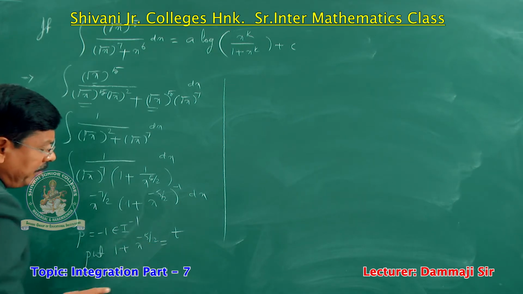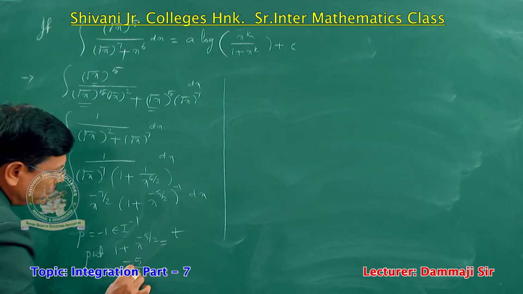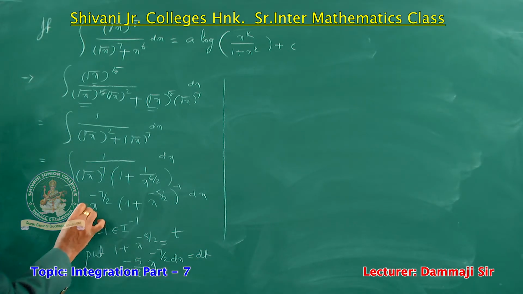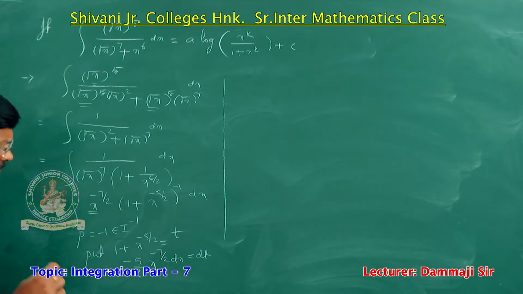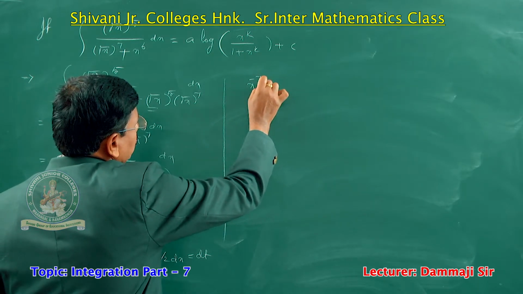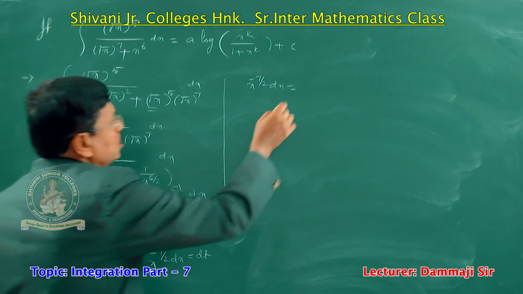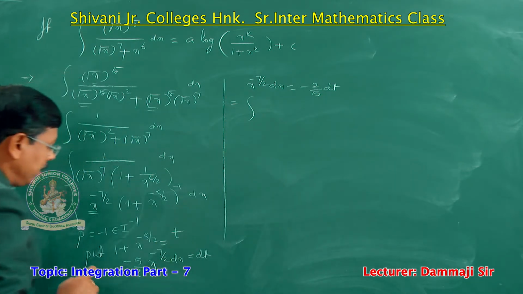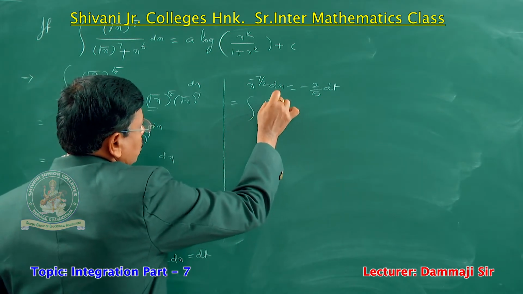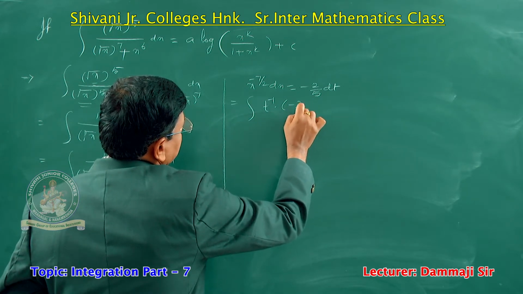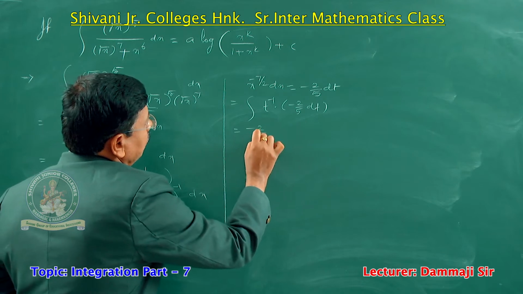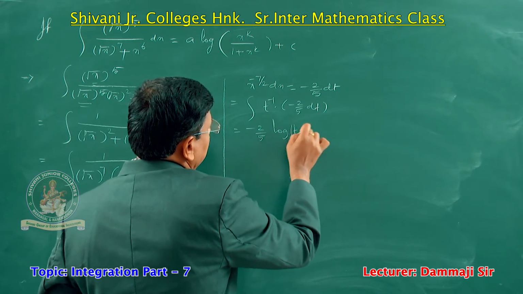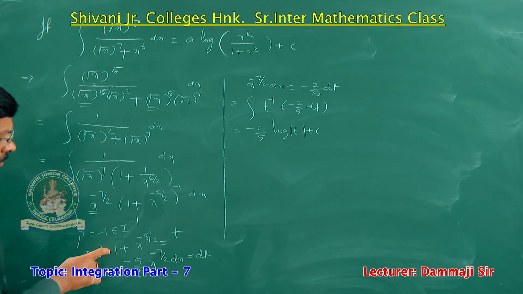Okay, fine. The derivative of x power minus 5 by 2 is minus 5 by 2 x power minus 7 by 2, so dx becomes dt. Next, x power minus 7 by 2 dx is equal to minus 2 by 5 dt. Now the given integral becomes t power minus 1 times minus 2 by 5 dt. So that is minus 2 by 5. The integral of 1 by t is nothing but log of t.